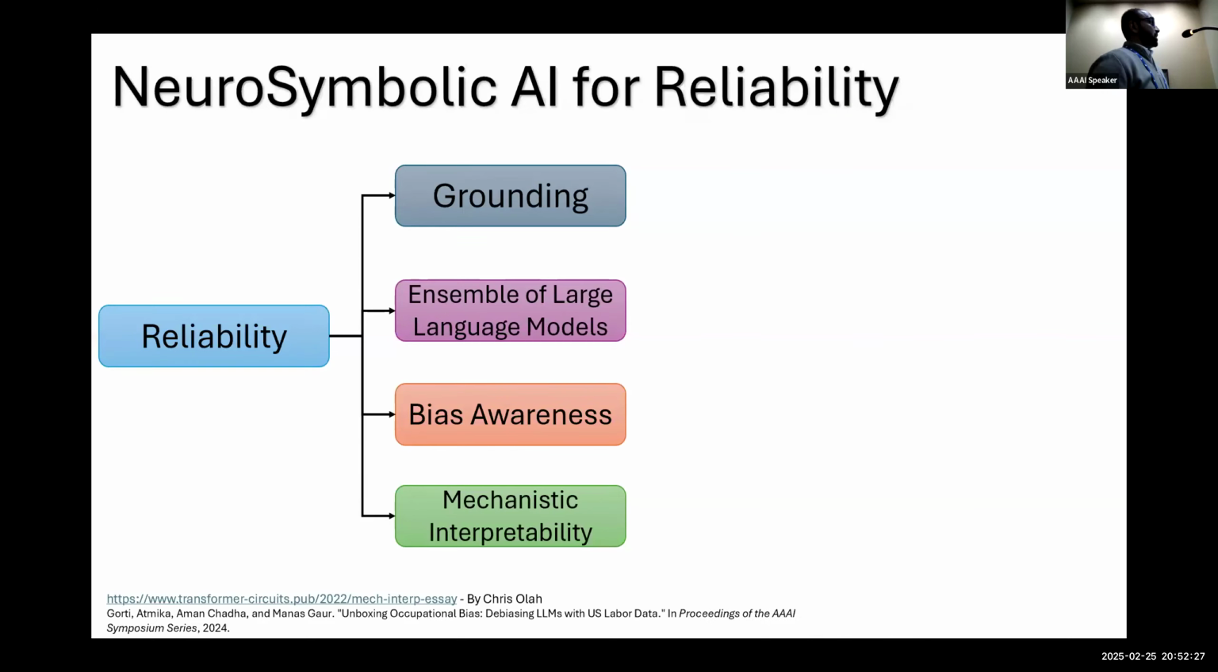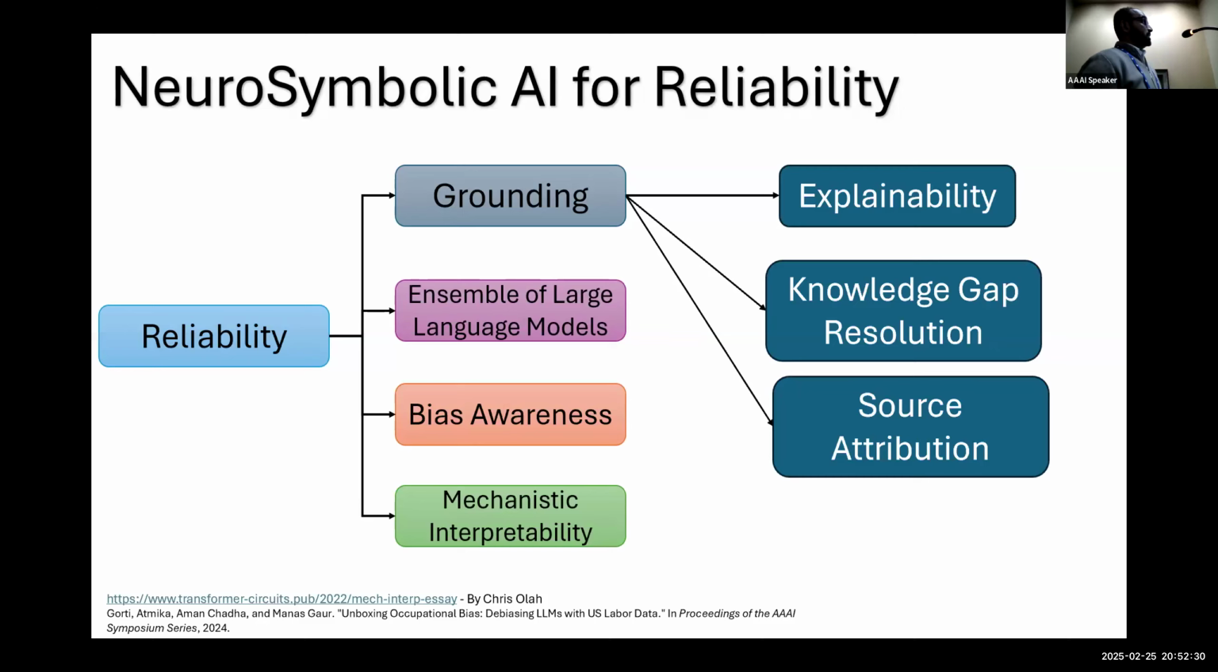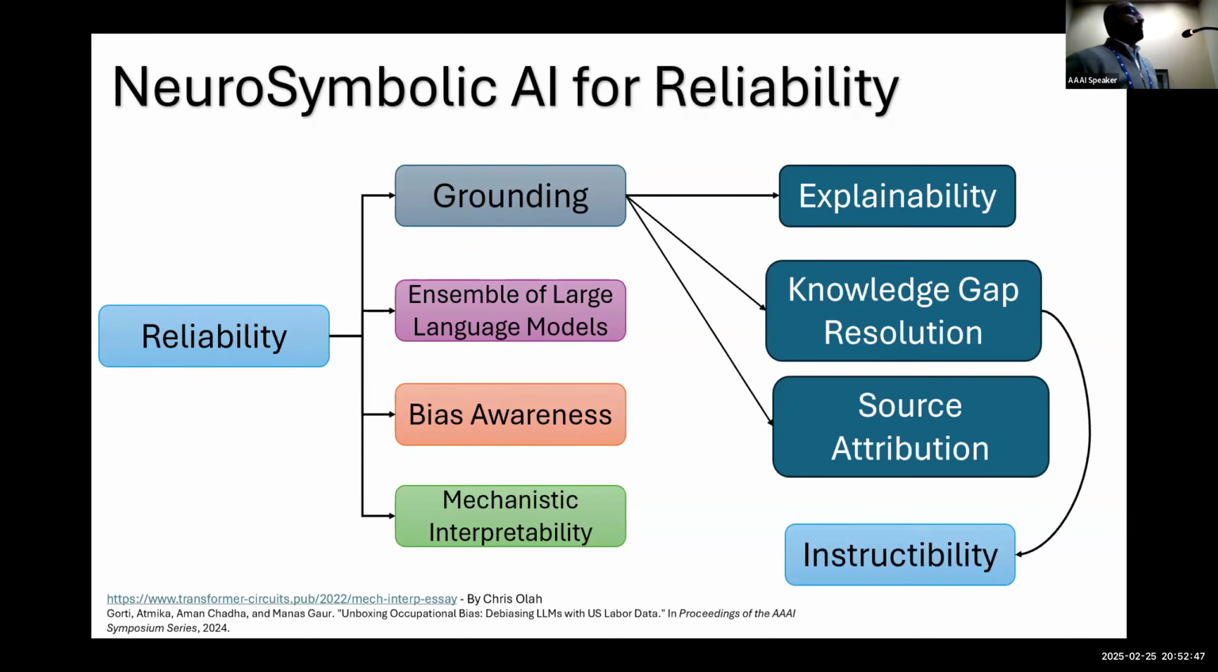So grounding essentially turns into explainability as one aspect, knowledge gap resolution as another, and the third component we look into is source attribution, right? We'll gradually go deeper into these aspects as we move forward. One thing we found when experimenting with knowledge gap resolution is that it is also connected to the instructability aspect of the LLMs. If I know what the model knows about and what the model isn't aware of, I can use that as information to be integrated into the LLM, understanding what those instructions are and how we can use them.